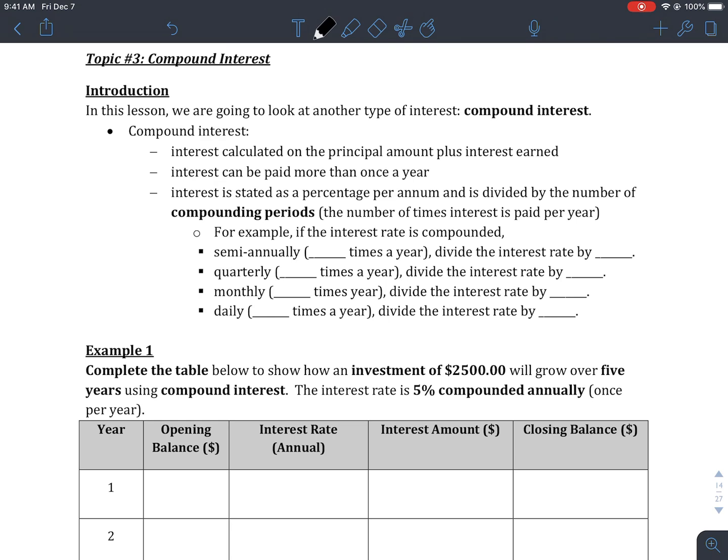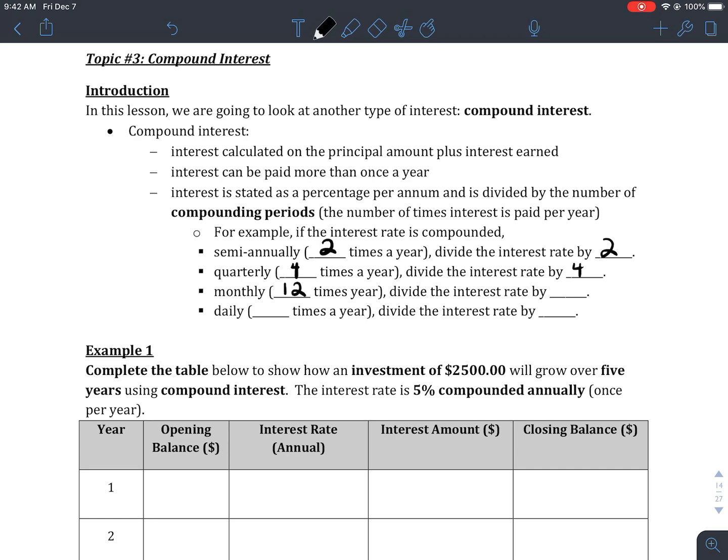Underneath, you're going to see four separate cases that you could possibly have. So if you get paid interest semi-annually, it's going to be twice a year, so every 6 months. And what you're going to do is you're going to take the interest rate and divide it by the number of times it's compounded through the year, in this case 2. If it's quarterly, you get paid 4 times a year, so you're going to divide the interest rate by 4.